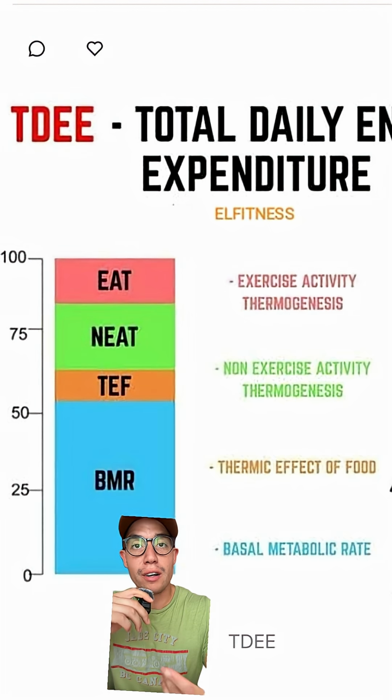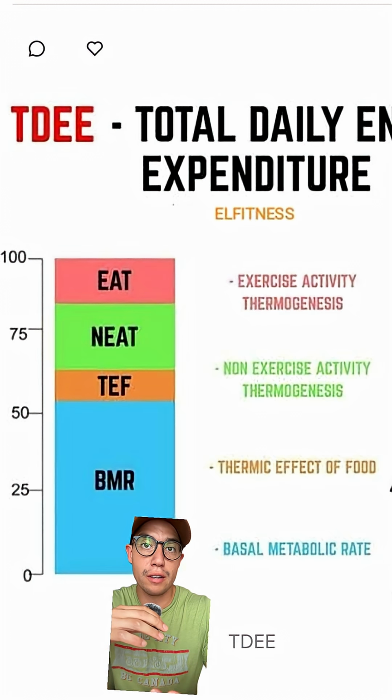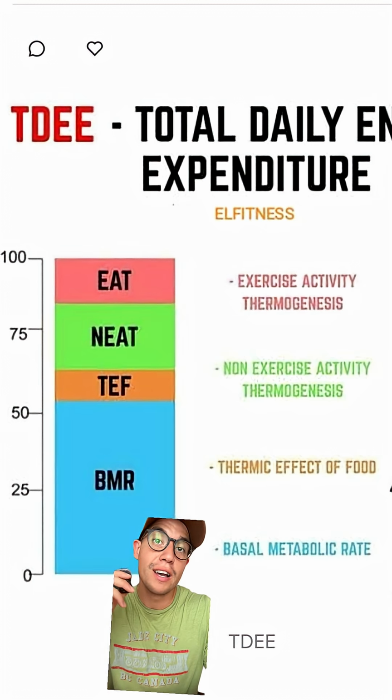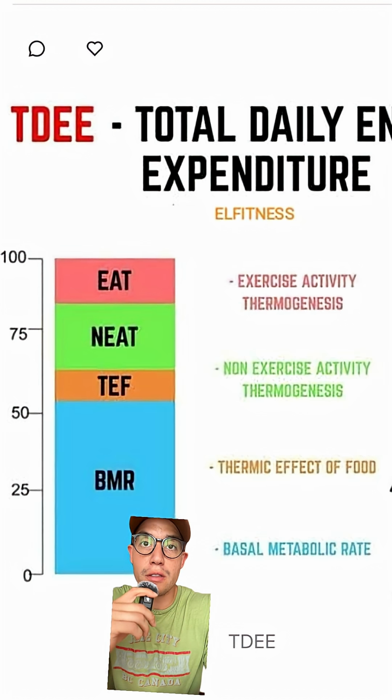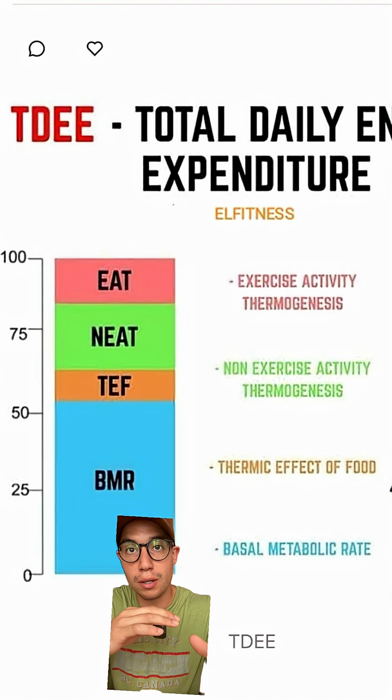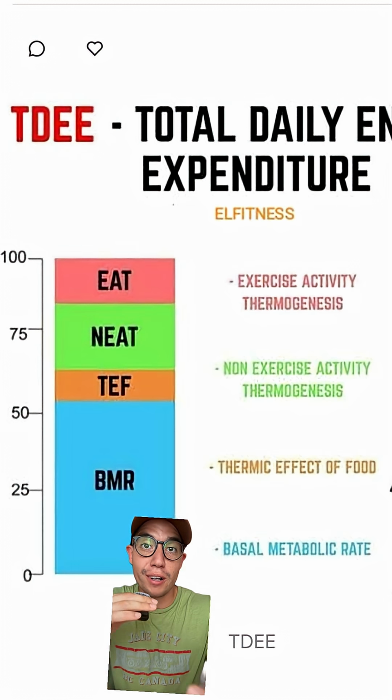After EAT, we have our NEAT, our non-exercise activity thermogenesis. These are the calories burned doing activities other than structured exercise. Tapping your foot, twiddling your thumb, diddling yourself. These are all considered NEAT. Up next, we have the thermic effect of food. These are the calories burnt digesting, processing, and absorbing the food that you eat. And finally, we have our basal metabolic rate. These are the minimum calories required to keep you alive, say that you were in a coma.